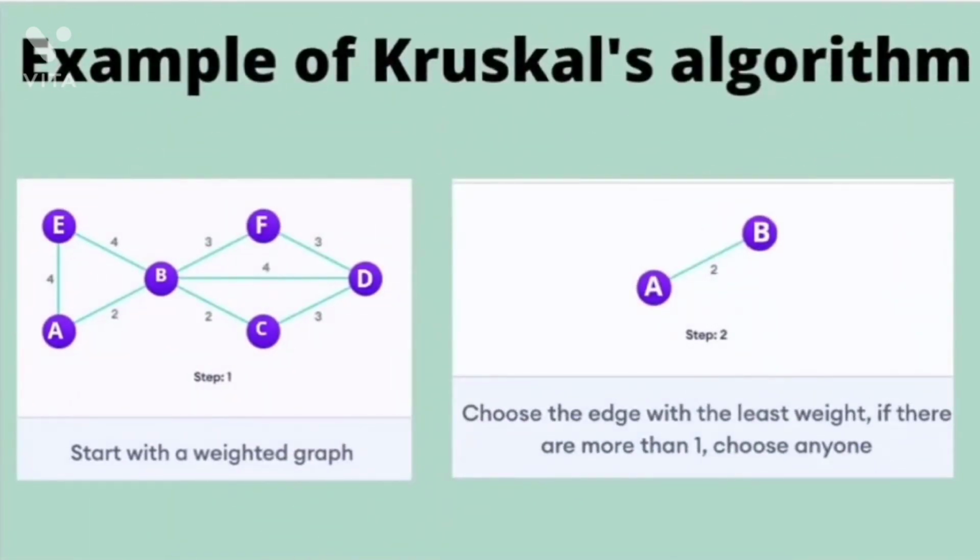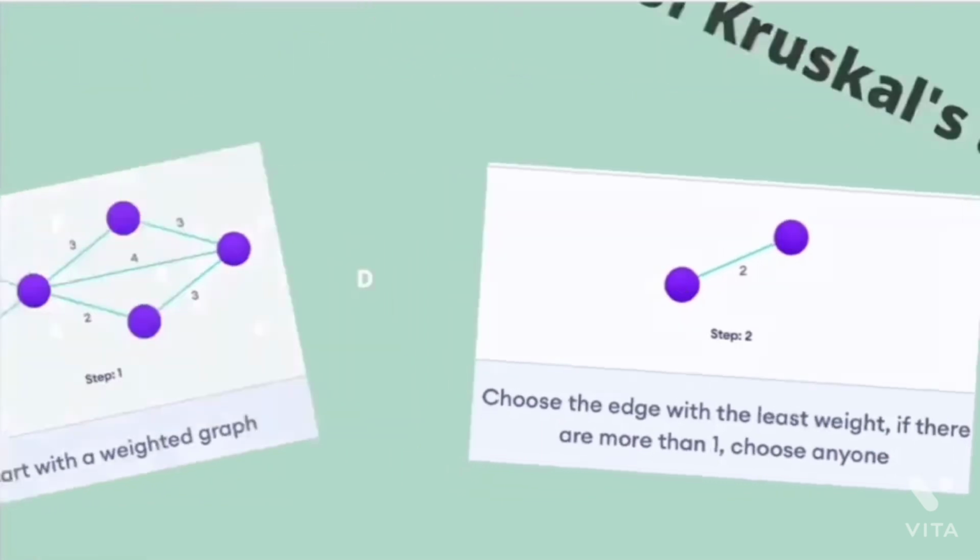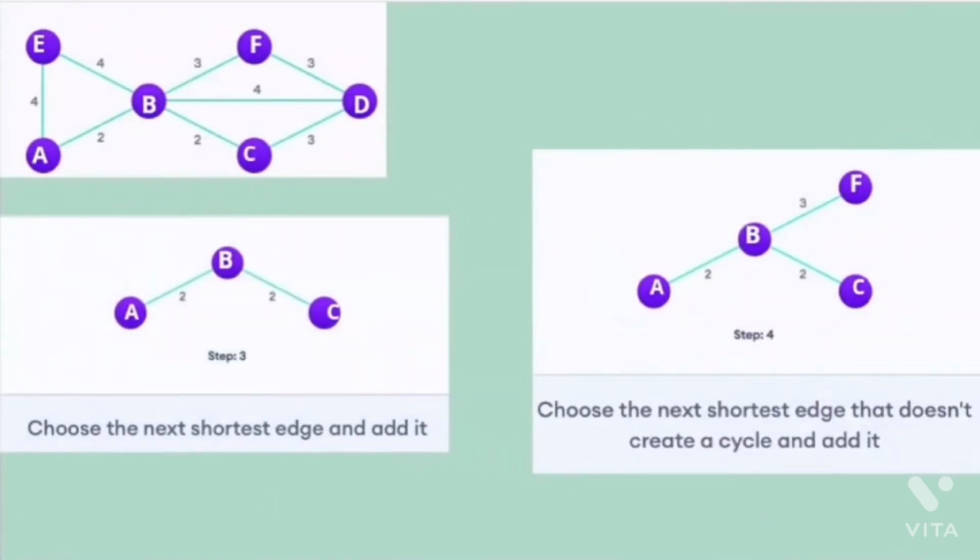Let us see a weighted graph in step number 1 whose vertices are A, B, C, D, E and F respectively. We have to remove all the loops and parallel edges first and choose the edge with the least weight, that is AB and BC. We can choose any one of them. Let us take AB. After that, we have to choose the next shortest edge and add it, that is BC.